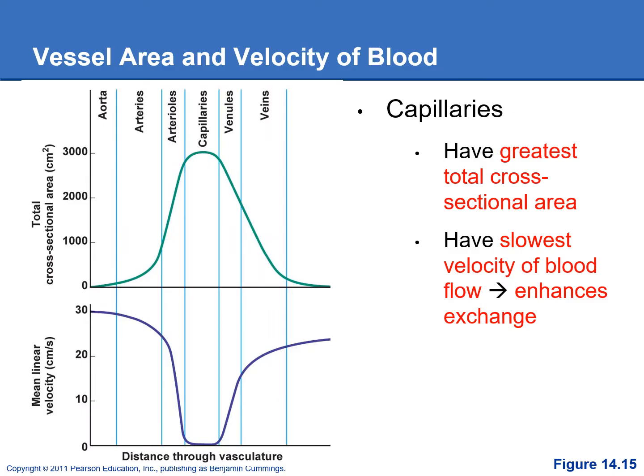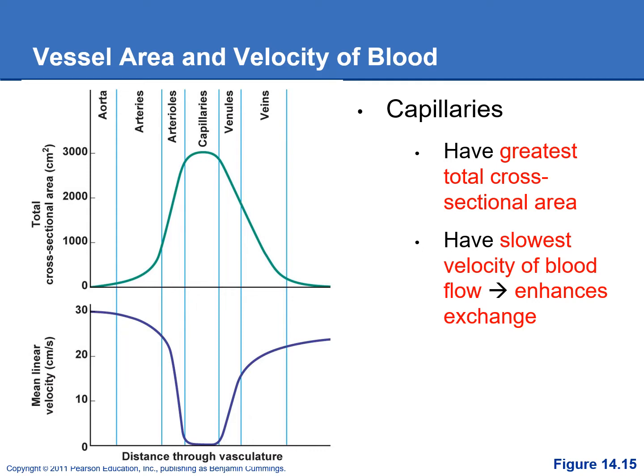So these graphs are important. The top graph in green is just showing you the total cross-sectional area of the different blood vessels. And you can see that the capillaries, because we have so many capillaries, they have the largest cross-sectional area. So they're like a very wide straw, very little resistance to flow. And then the bottom graph in blue is looking at the speed of blood flow through the different blood vessels. So you can see that the speed of blood flow through the capillaries is very slow. And that's good because that gives you plenty of time to do exchange with the tissues.